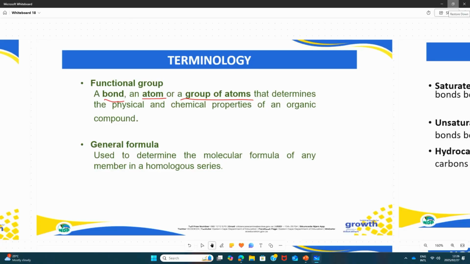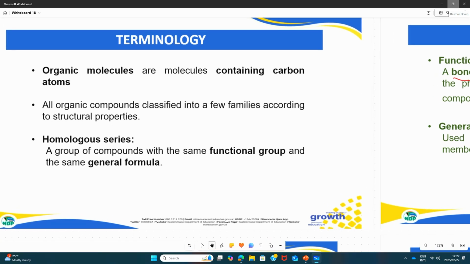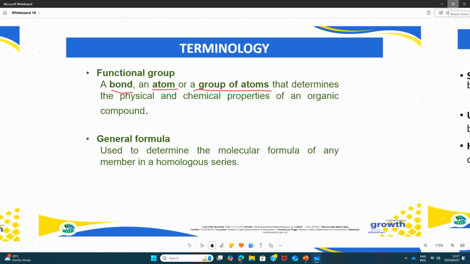Okay, then another term that you need to know and recall here is that of general formula. We're just trying to expand here on these concepts that we introduced when we defined a certain concept. We're putting them into context here. Remember, we said a homologous series is a group of compounds with the same functional group. So now we are looking in detail at what a functional group is, as well as the same general formula. Now, in my introduction here, I referred to the general formulas of our organic compounds.